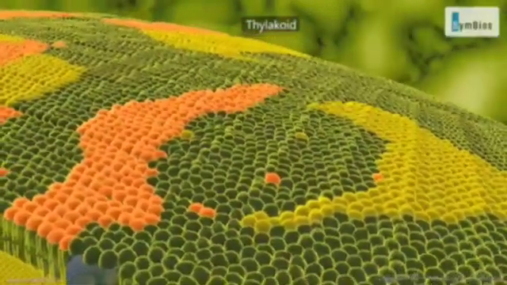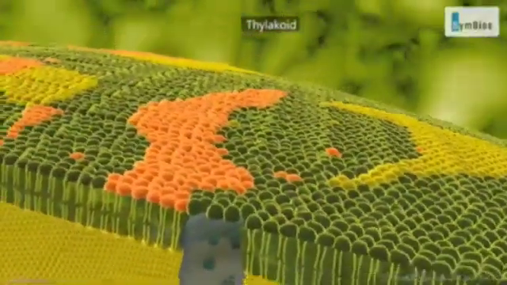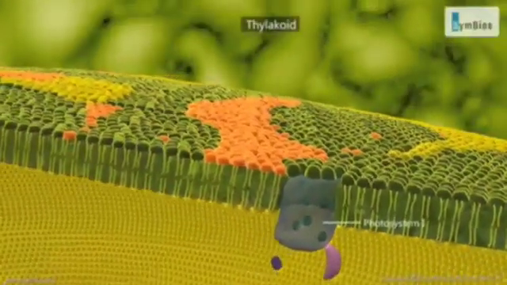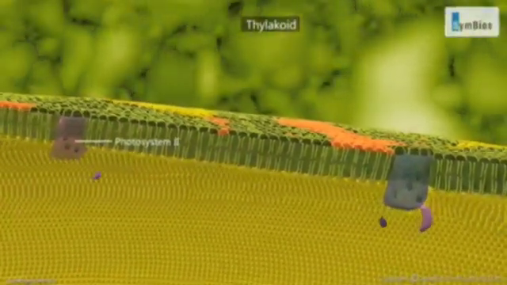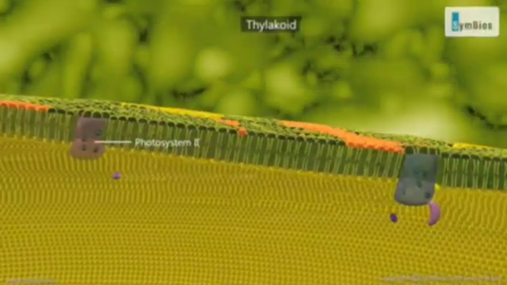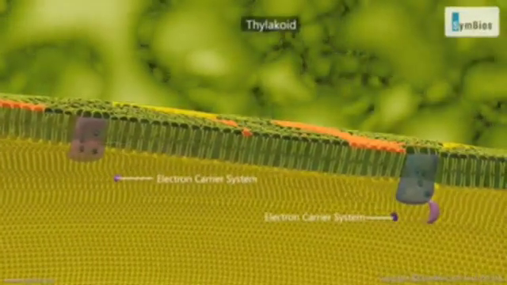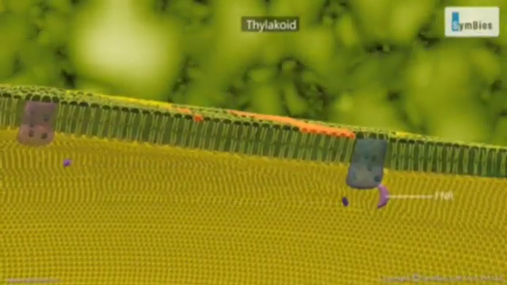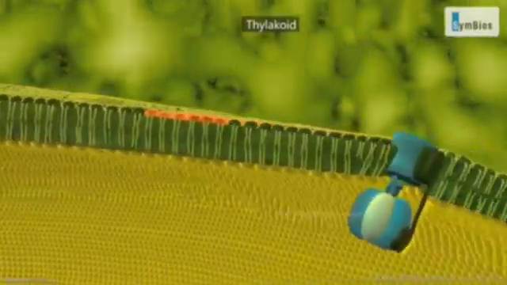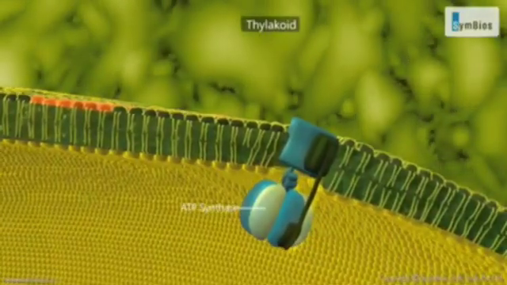A thylakoid has different complexes within it, such as photosystem 1 with chlorophyll pigment and photosystem 2 with another chlorophyll pigment, electron carrier system or ECS, FNR, ATP synthase, etc.